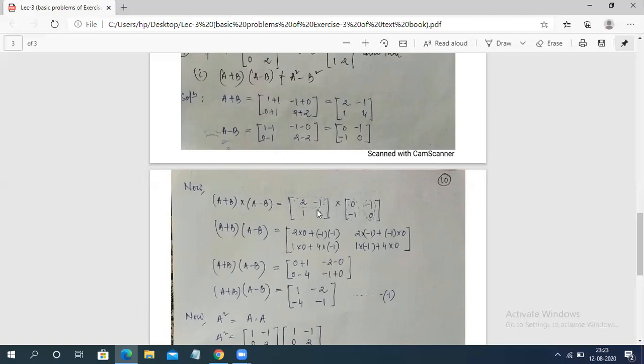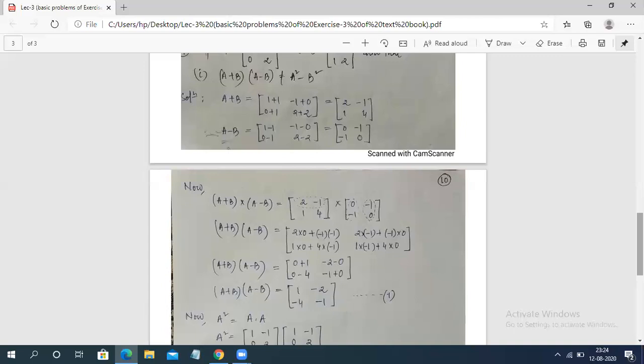Now come to the second row. 1 into 0 plus 4 into minus 1. Okay. Then 1 into minus 1 plus 4 into 0. This is the second row. Now the second row is completed. So we have this matrix: 1, minus 2, minus 4, minus 1.